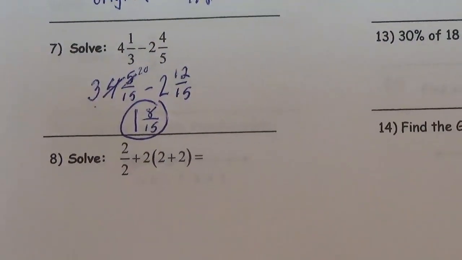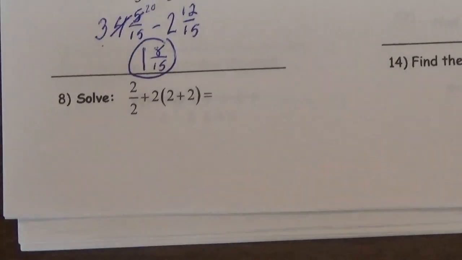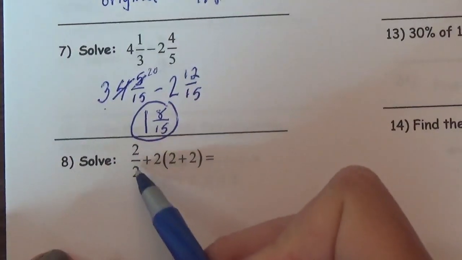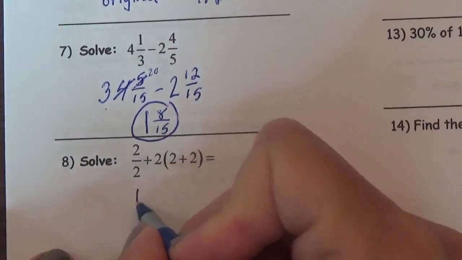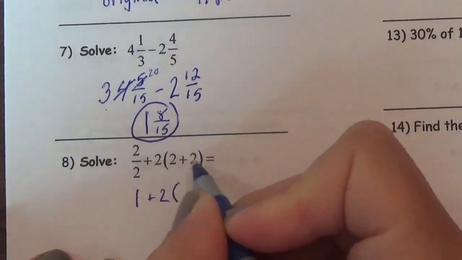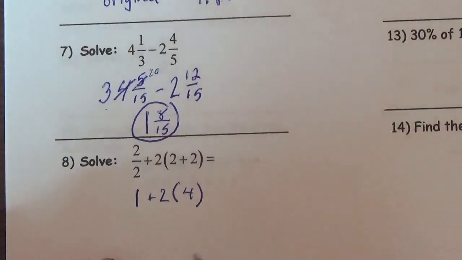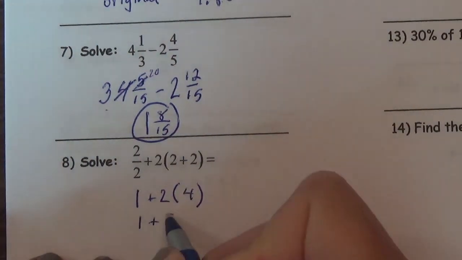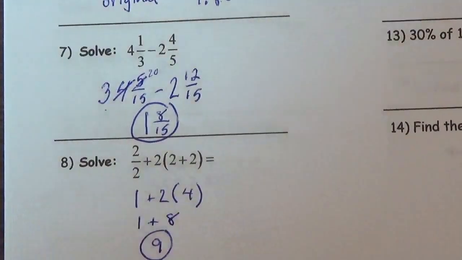All right, number 8 looks simple. Remember PEMDAS, you have to use it all the time. So I'm actually going to divide here first. 2 divided by 2 is 1. 2 plus 2, you can do the parentheses. Now watch out. Don't do 1 plus 2 next. You have to do 2 times 4, which is 8, and your answer is 9.